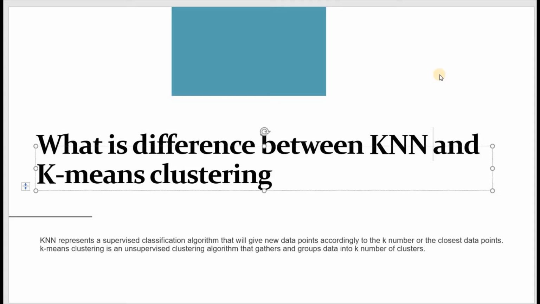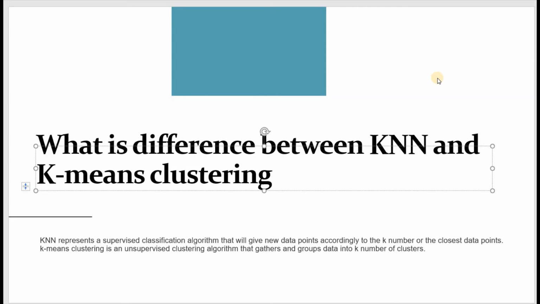Okay, first we are going to discuss KNN. KNN is a supervised classification algorithm that classifies new data points according to the K number. If you give the K value as 5, it collects 5 nearest data points. When we enter a new data point, it is assigned to the set that has the greater number among those neighbors.